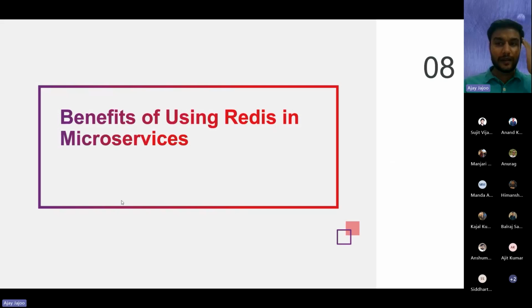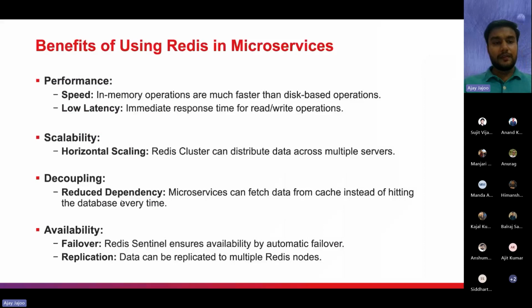Benefits of using Redis in microservices. One is performance, which is speed. In-memory operations are much faster than disk-based operations. Low latency: an immediate response for reads and writes.